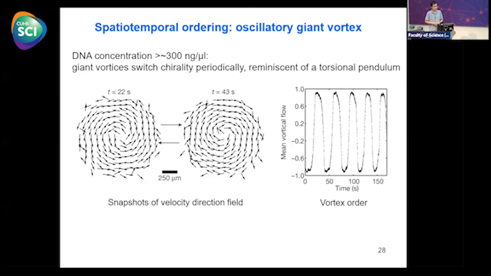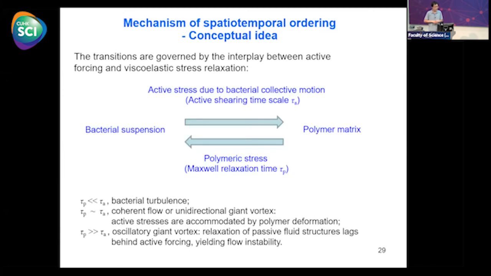Okay, and this oscillation is clearly seen in the temporal trace of the vortical order. And the period or the frequency of this oscillation can be tuned by changing the viscoelastic properties of the material. The mechanism is rather simple. So the bacterial swimmers can exert active forces to deform the surrounding polymer matrix.